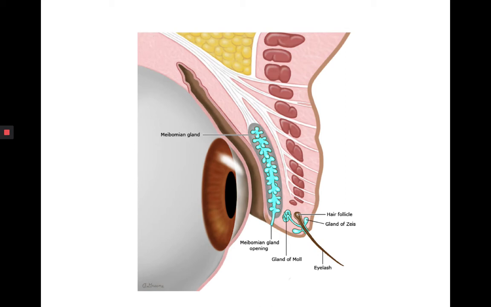The glands of Zeiss and the glands of Moll are associated with the eyelashes and help to keep the eyelashes oily and supple.